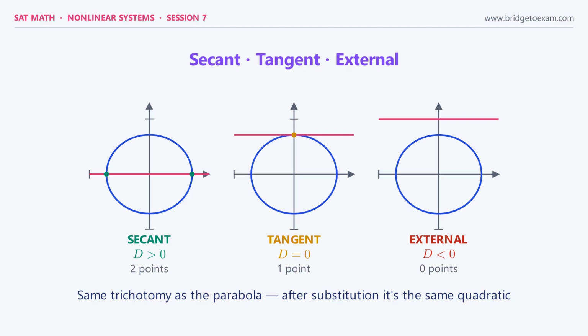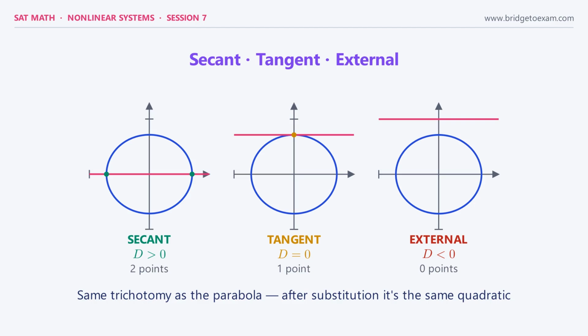Or the line can pass by entirely outside, never touching. We call it external, and D is negative. Secant, tangent, external. 2, 1, 0. It is exactly the same trichotomy as the line and the parabola, because after substitution, it is exactly the same quadratic.